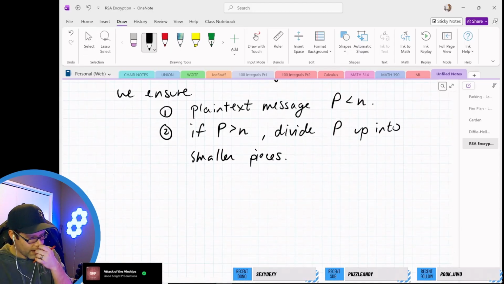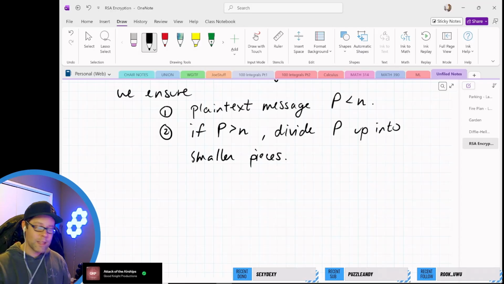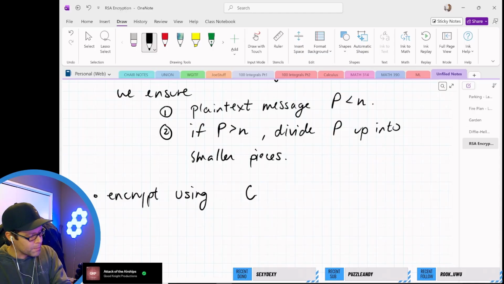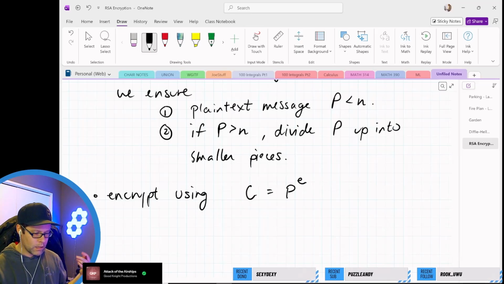Okay, once we have divided up the plain text message in a way that makes sense for us, we'll go ahead and encrypt the message by doing the following calculation. Our ciphertext, which is capital C, is going to be p to the power of the encoding key, or the encoding number, mod n.